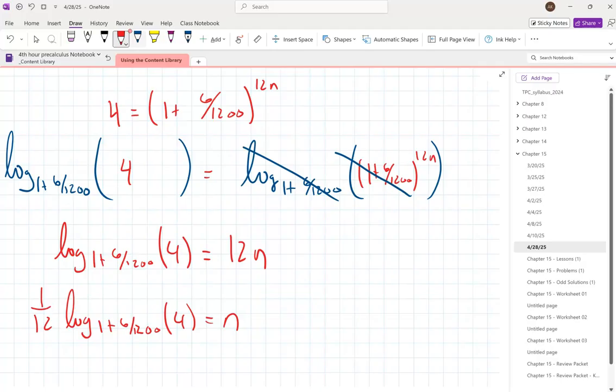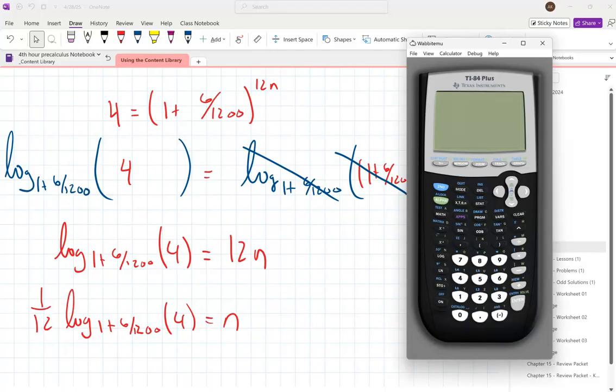To get this into my calculator, to choose a log base of anything that I like, I'm going to press math, and I'm going to choose the log base command down at the very bottom. 1 plus 6 over 1,200 of 4. Oops, I forgot to multiply by the 1/12. Let's do that here at the end. And I get about 23.16 for n.